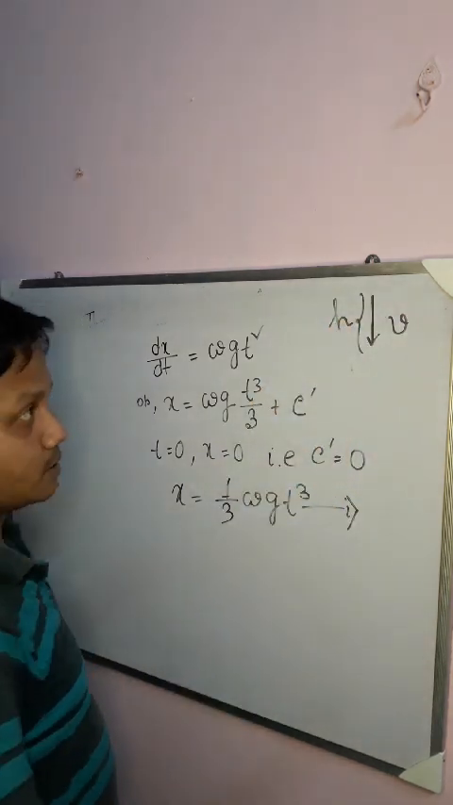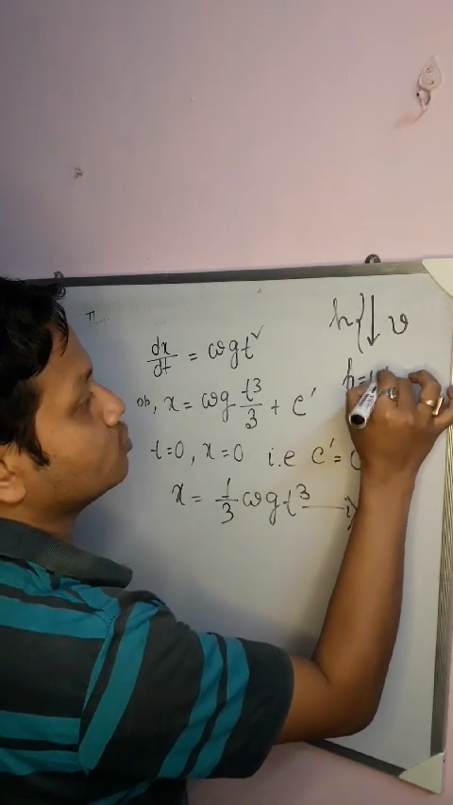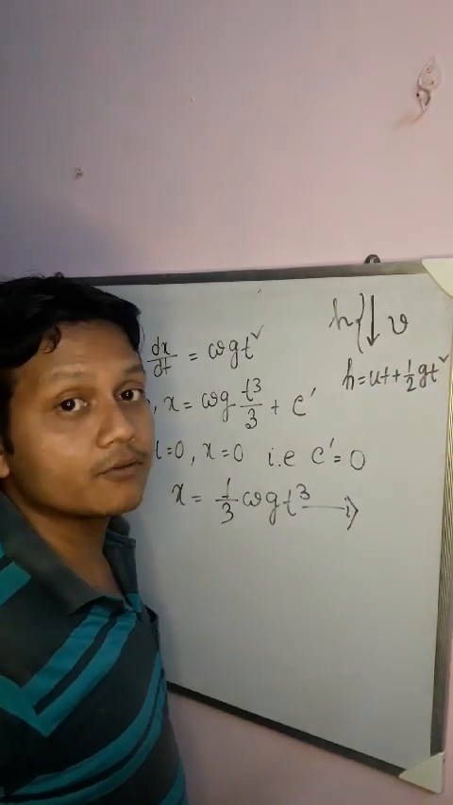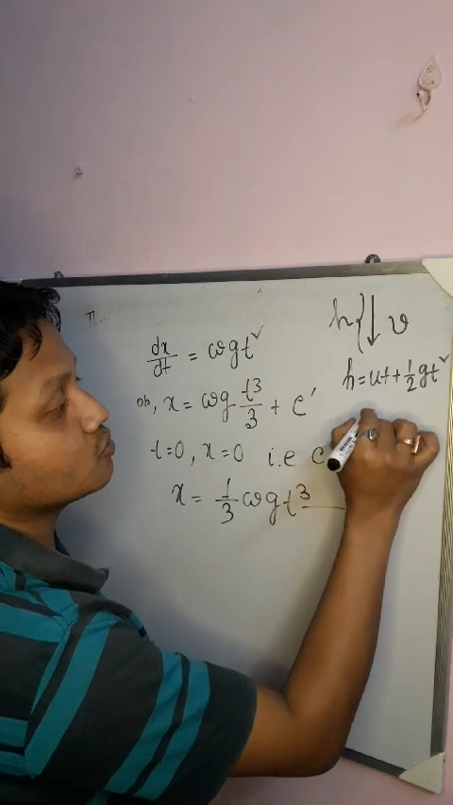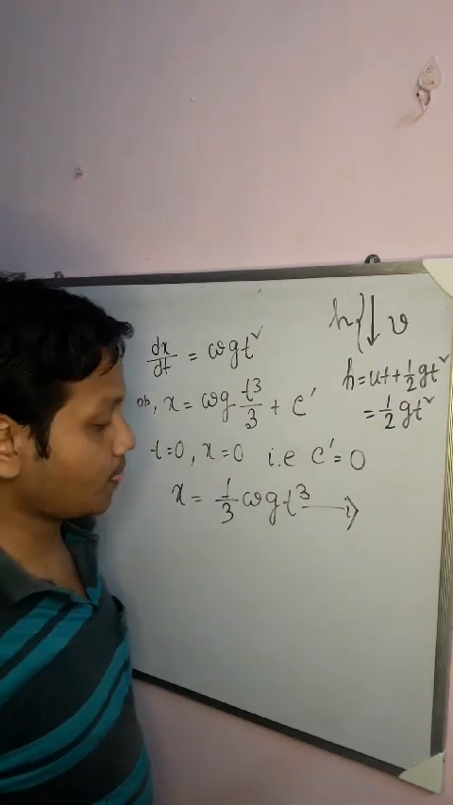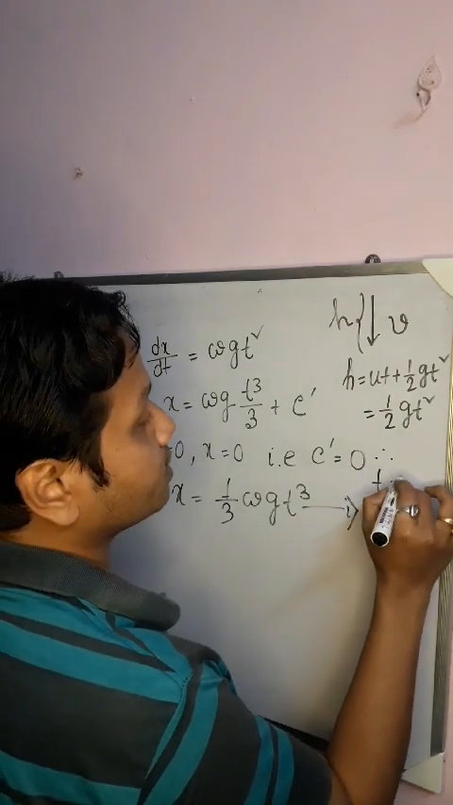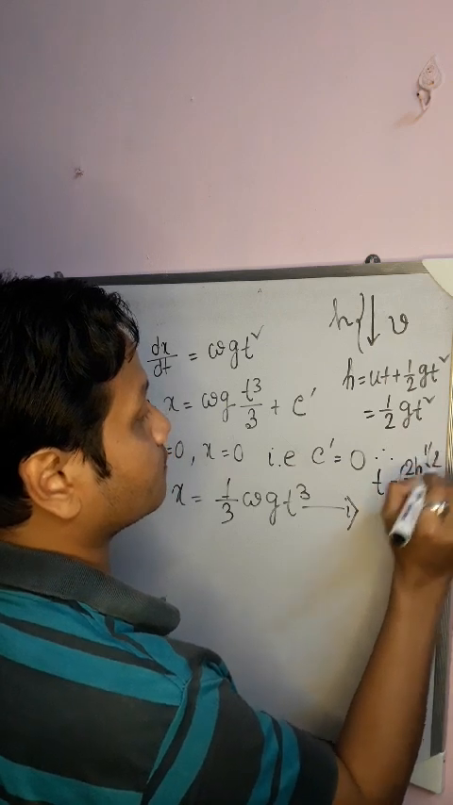Okay, suppose it covers a height h, so we can write h as ut plus half gt square for a freely falling body. Initially the body is at rest, that means u is 0, so we take h as half gt square. So what will be my t from this equation? My t will be (2h by g) to the power half.